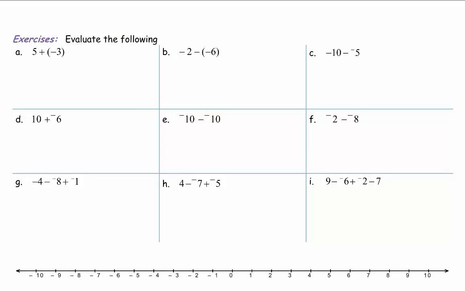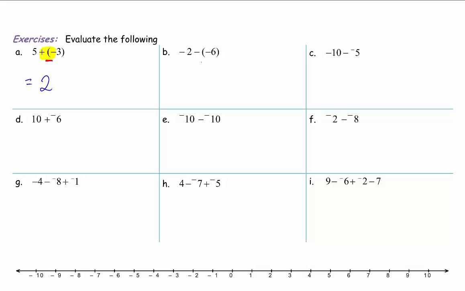So the first one here, 5 plus negative 3. Now the brackets don't really mean anything. It's just highlighting the fact that it's a negative number. So you can see here that I have a plus and a minus. So they're different signs, so that's going to be replaced with a minus. So it's 5 take 3 is 2.